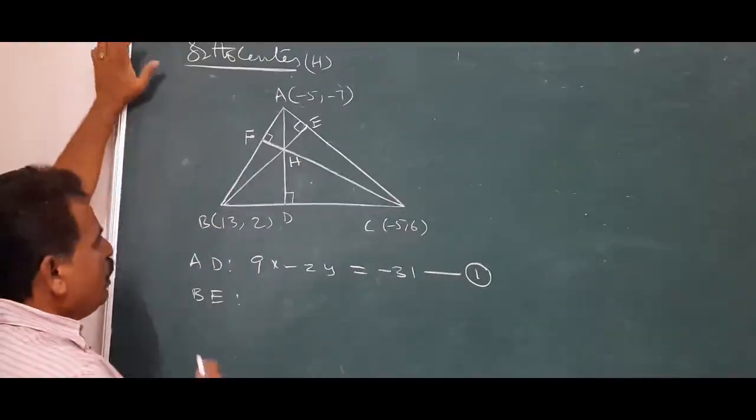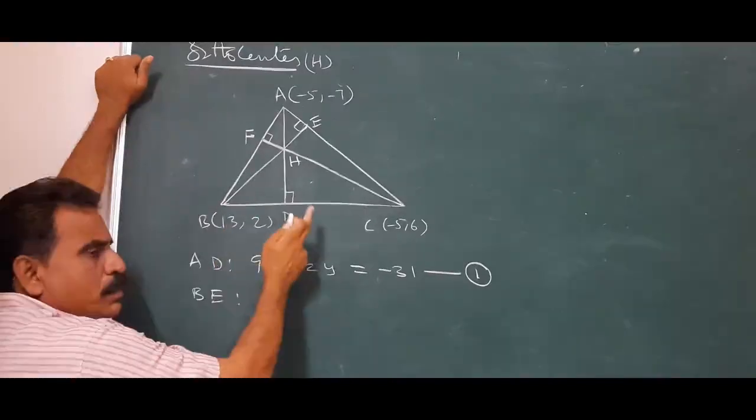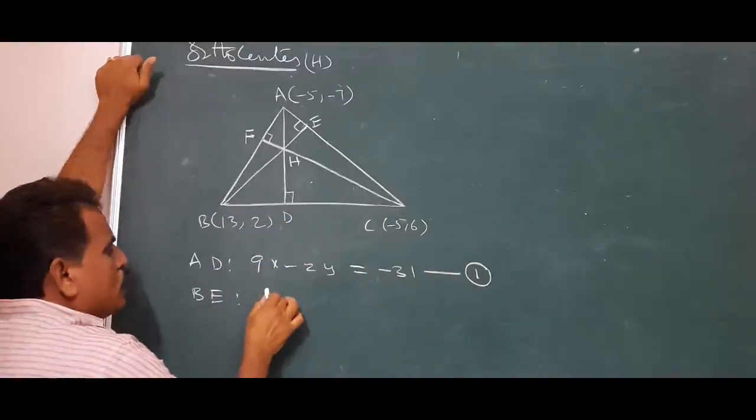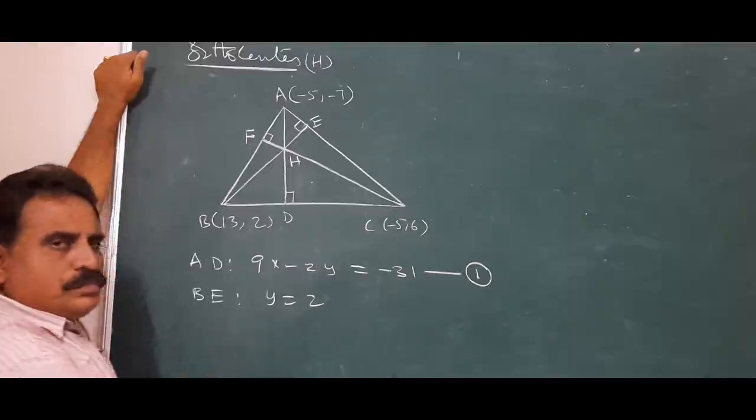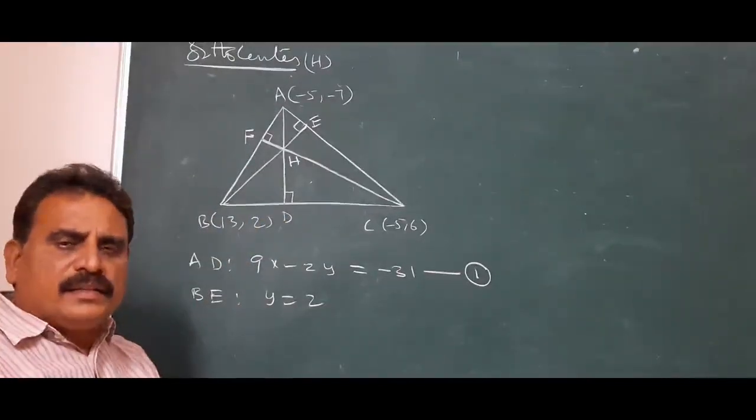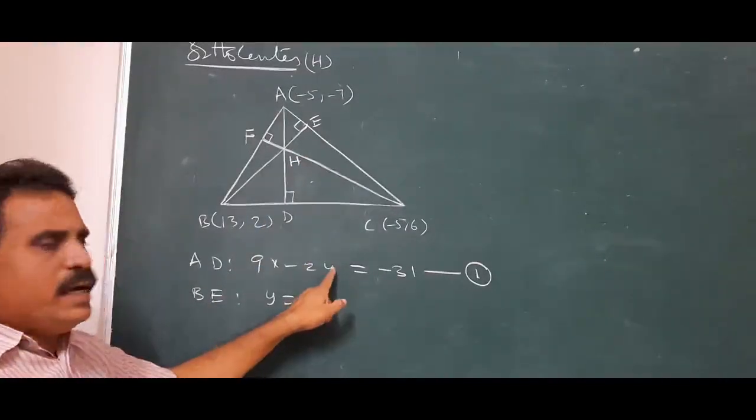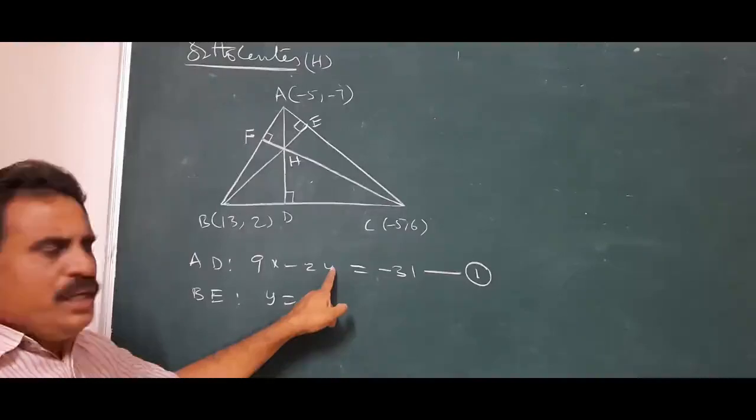So, equation of BE is y equal to something and passing through B. So, y equal to some constant passing through this. That's why y equal to 2. Directly you get the y coordinate 2. That is the y coordinate of the orthocenter. That y coordinate, substitute here in equation 1, y equal to 2.